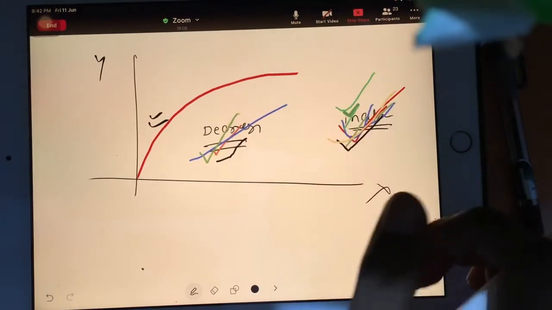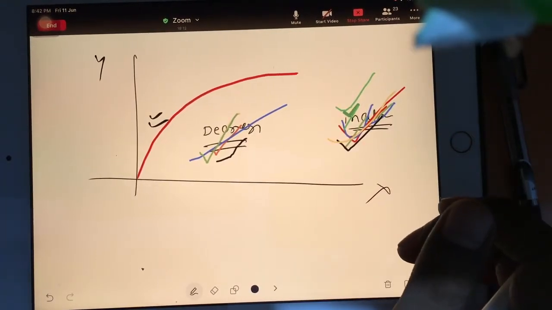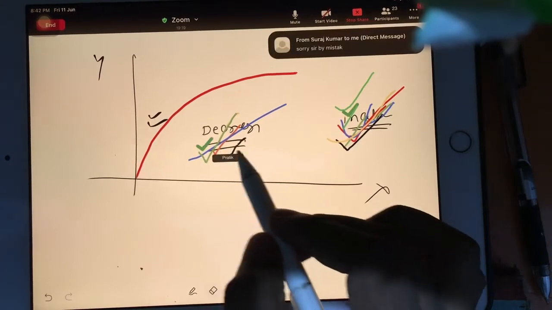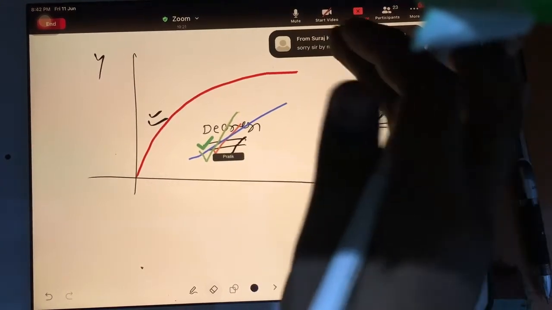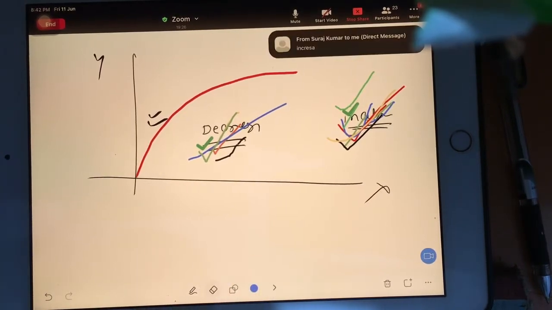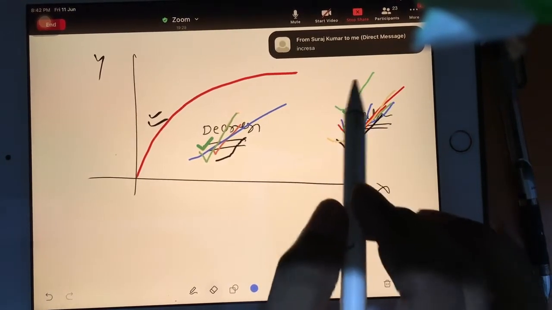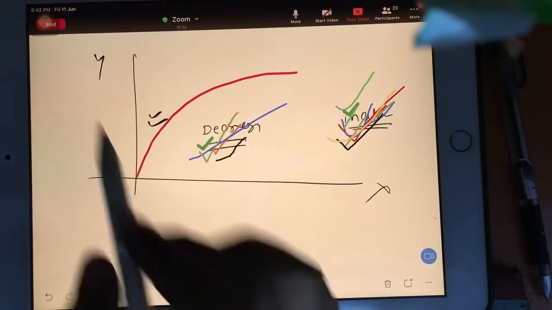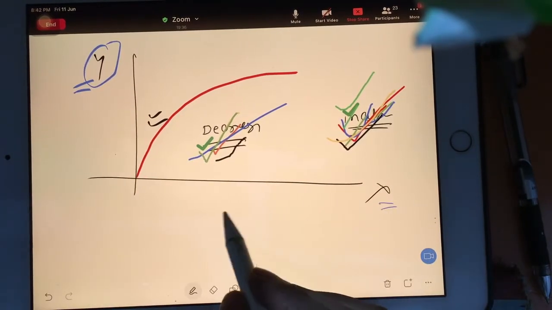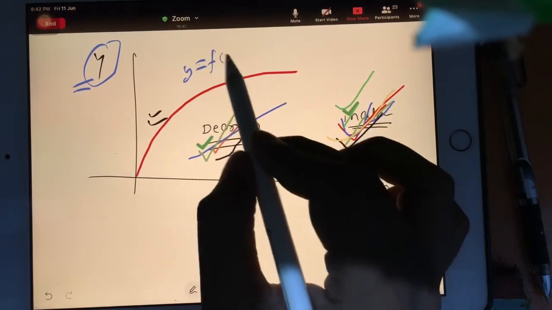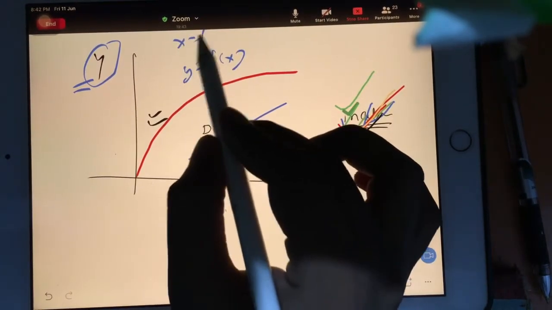Okay, now see guys, there are two ways to think about this. Now, how to think? Is this a decreasing function or an increasing function? I am considering y depends on x. So I am considering this curve is the y = f(x) curve. I am not considering the x = f(y) curve.